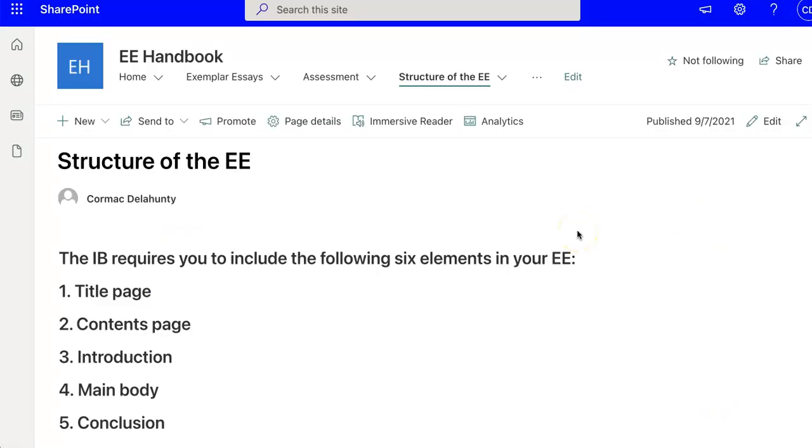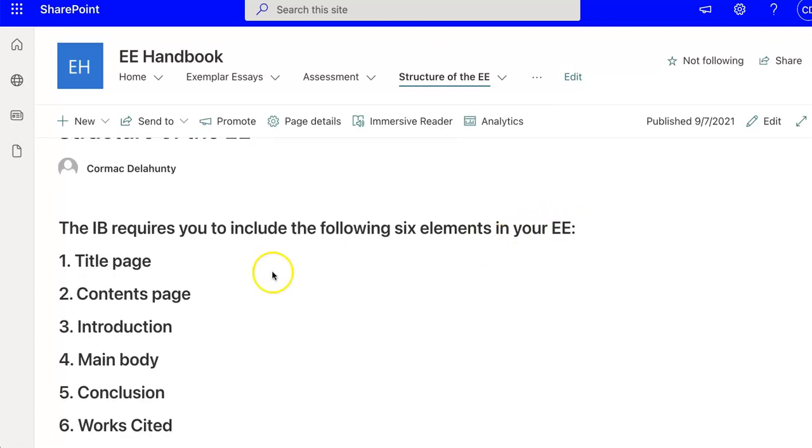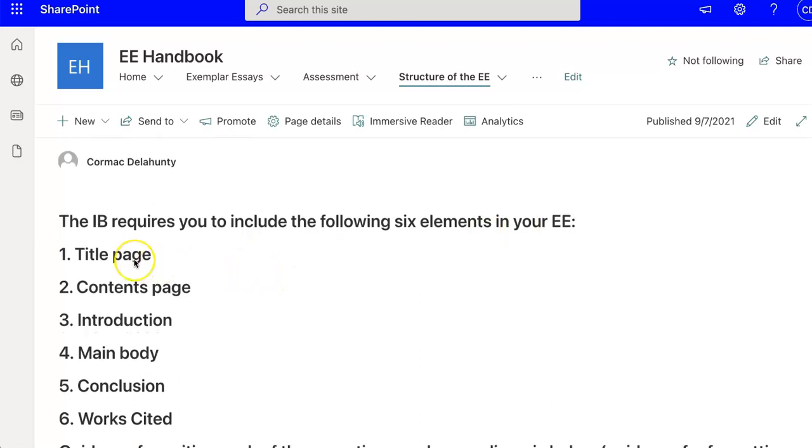Okay, so if we talk about the structure of the EE, as you are probably aware, you must have the following 6 elements in your EE. Okay, so you must have a title page, a contents page, introduction, main body, conclusion, and the works cited.